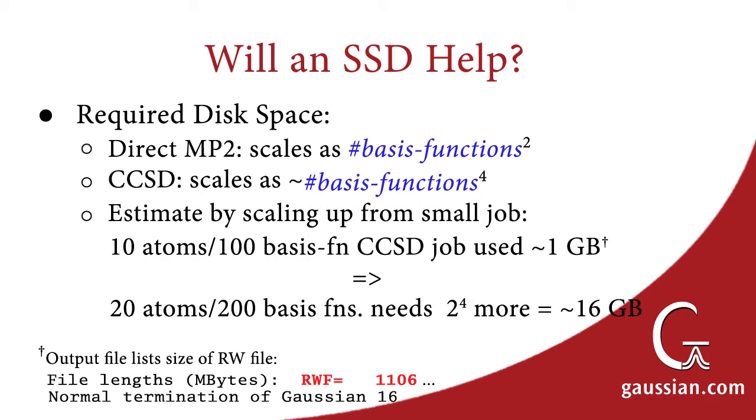The required disk space varies depending on the method used. You can estimate the amount needed by scaling up from a small job using the factor that is appropriate for your method. Note that the Gaussian output file lists the size of the read-write file at the end of the output.